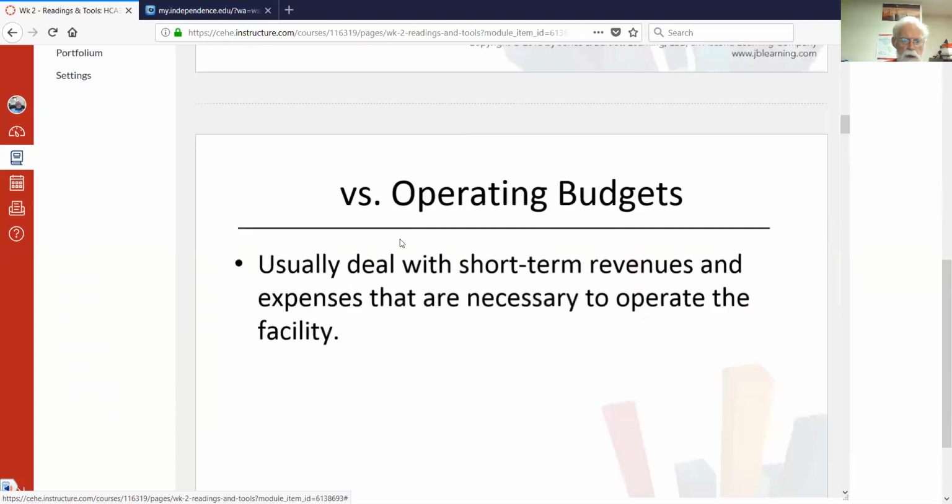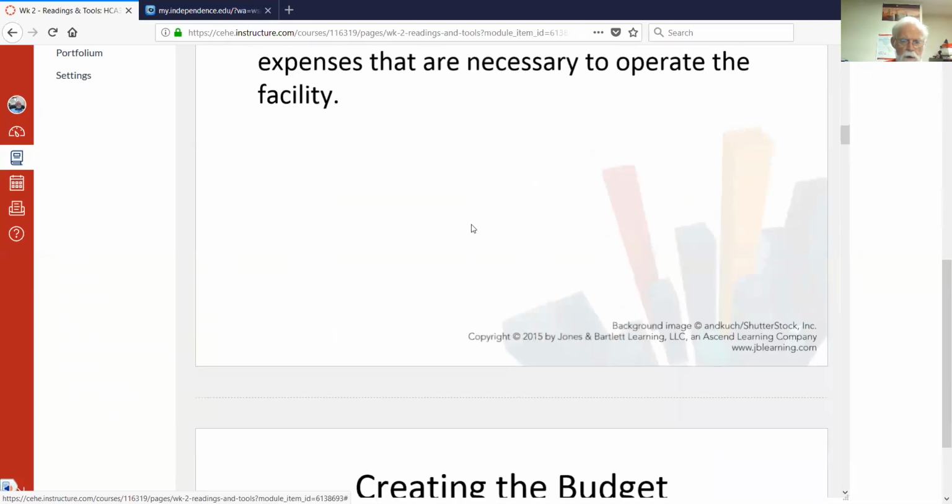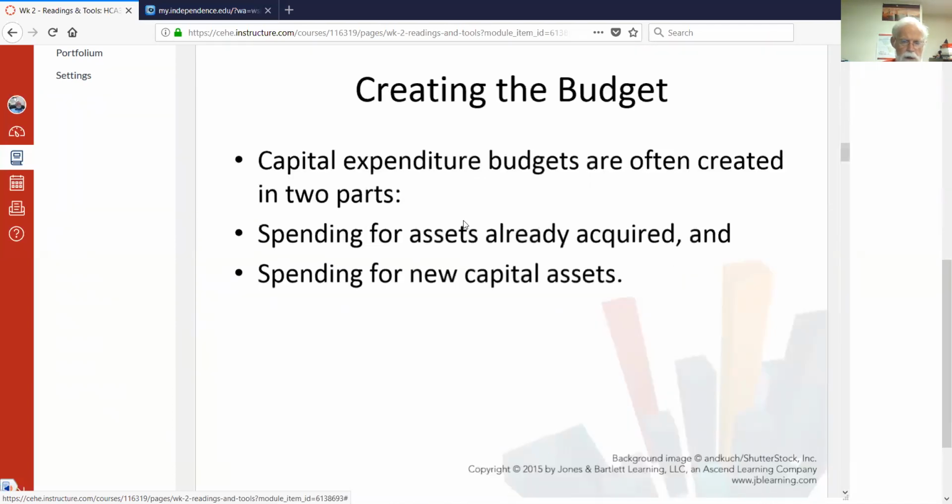So what we're going to be doing, we're not going to deal with that. We've already talked about the difference between capital and operating budgets. So capital expenditure could be two things in two parts. Spending for assets already required. So that might be, say, we have a new wing of our long-term care facility, and we need to do some renovations in there. That's a capital expense. But the assets are there. We just have to spend more money on them, or a new build out.